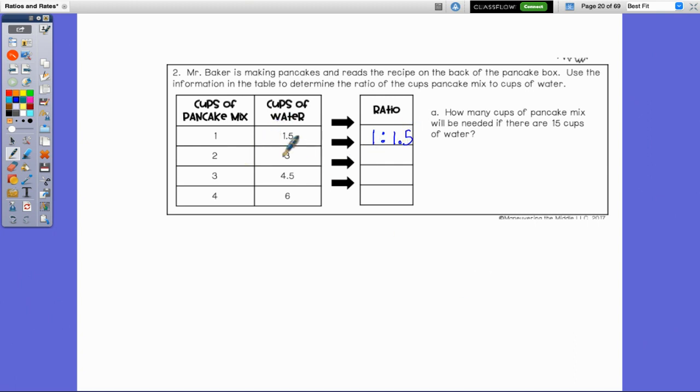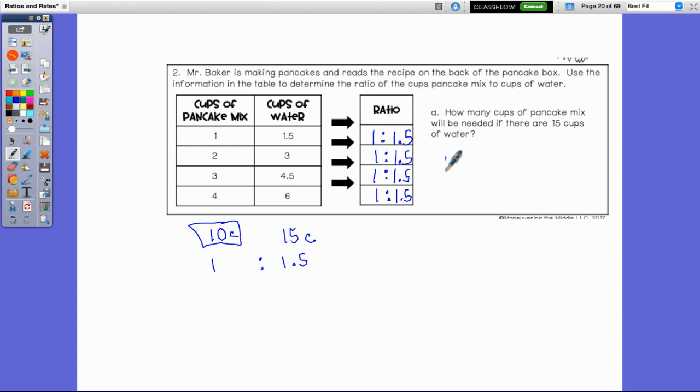And that is the same ratio every time. 2 to 3 is still a ratio of 1 to 1.5. 3 to 4.5 is 1 to 1.5. This is also a ratio of 1 to 1.5. So if I'm getting 15 cups of water, how many cups of pancake mix do I need? Well, I have the same ratio of 1 to 1.5. Look at this. This is sweet because this is 15. This is this. If I put the decimal there, it's the same thing, but I moved it over one place. I need 10 cups of pancake mix.